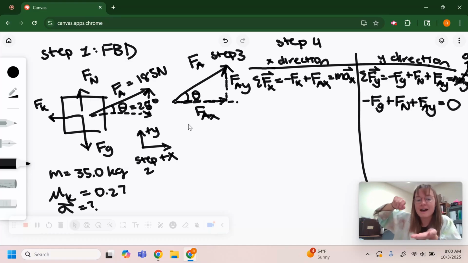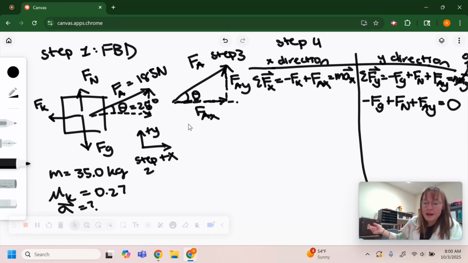Okay. You could imagine that if you were a little ant sitting underneath this box and someone came along and applied an Fa and lifted that box up just oh so slightly, you would say, whew, I get a little bit of breathing room because that box is not pressing down on me as hard. That means that the normal force just shrank. It just got smaller.